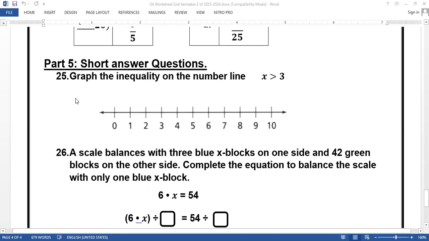Question 25. Graph the inequality on the number line x greater than 3. So I start by 3. Here I make a circle. Look, this goes right. So I go right. You can draw it like this. Because x is greater than 3, I go right from here. But here the circle is open or closed? Because there's no equal sign here, I leave the circle open. If it's equal, I fill it. Because 3 is not included in the solutions. So this is the graph.